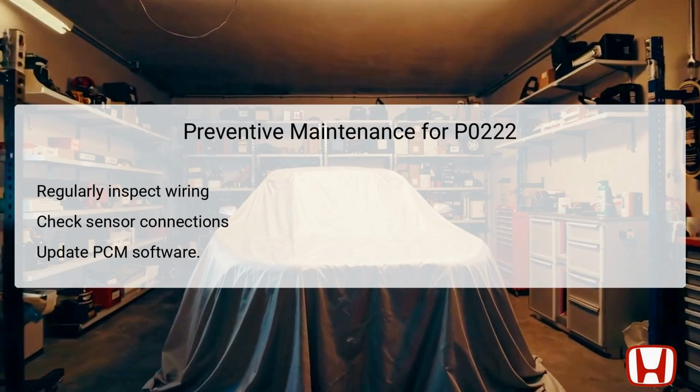Keeping the PCM software updated is equally essential, as updates can fix bugs and improve the accuracy of sensor readings. This holistic approach to maintenance can prevent future occurrences of DTC P0222 and related issues, ensuring the vehicle operates smoothly and efficiently.